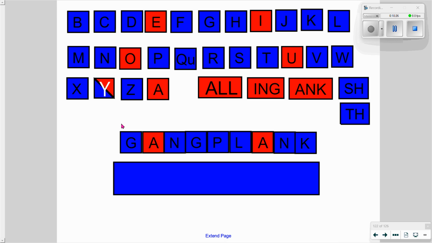Gangplank. I actually see two small words here. I see gang and I see plank. So this is a compound word. So gang, G-A-N-G, and plank, P-L-A-N-K. Gangplank, a compound word.